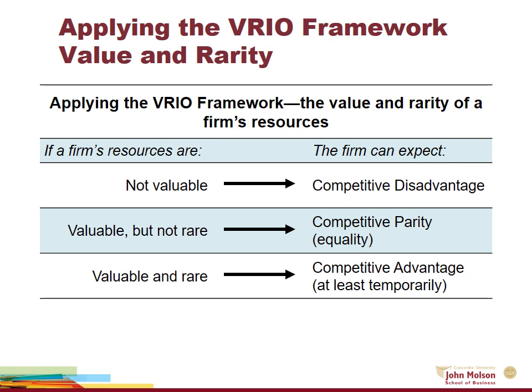So for instance, if you take one resource such as equity, that's a financial resource. So the first thing you have to do is select a resource, and then you assess what kind of resource it is. Is it a financial resource, a physical resource, a human resource, or an organizational resource? Once you've selected that resource, then you start the VRIO analysis.